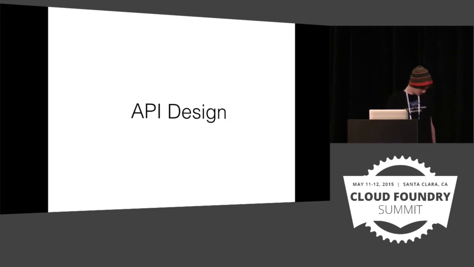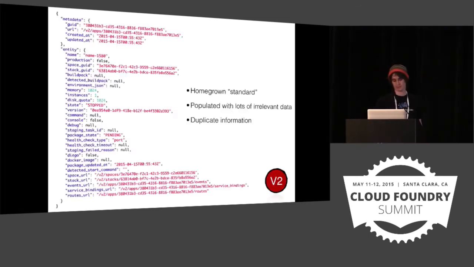Yeah. So let's talk about API design in V3. First, let's take a step back and let's look at what a V2 app response looks like today. What you're going to see is at the very top there, we have a metadata section. This contains basic information such as the identifier, the path from which you can fetch the current object, and timestamps like created at and updated at. You'll also see that there's a really big section, entity.